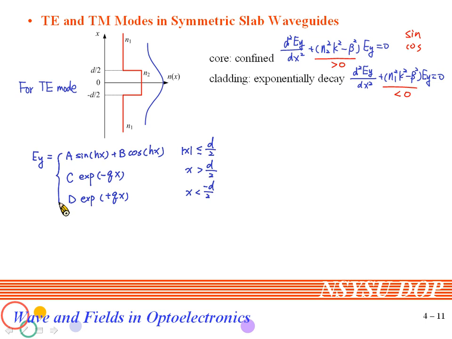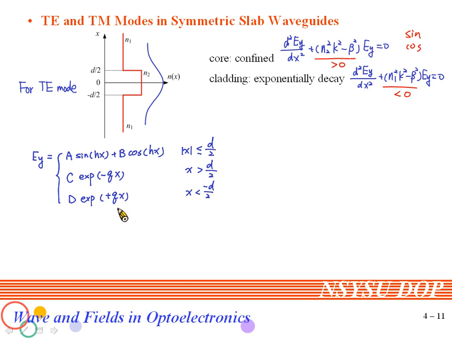For the EY field, in the core region, the field should be sine function or cosine function. So the EY field can be expressed as the superposition of sine function and the cosine function in this form. And in the upper cladding region, we have the field to be decayed. As a result, we express it in this way. And for lower cladding region, S is negative, so the exponential decay function is written in this form.